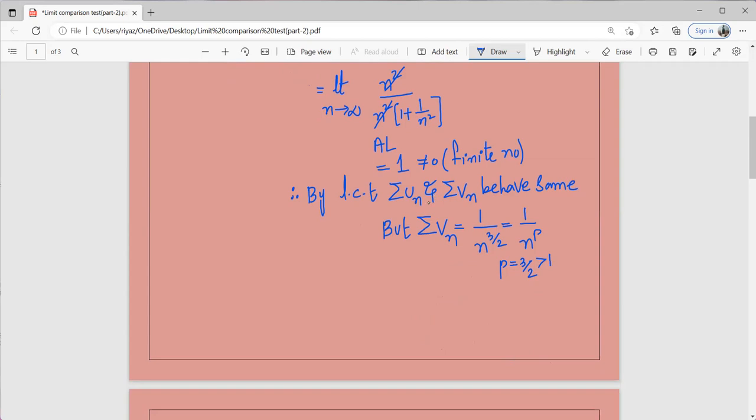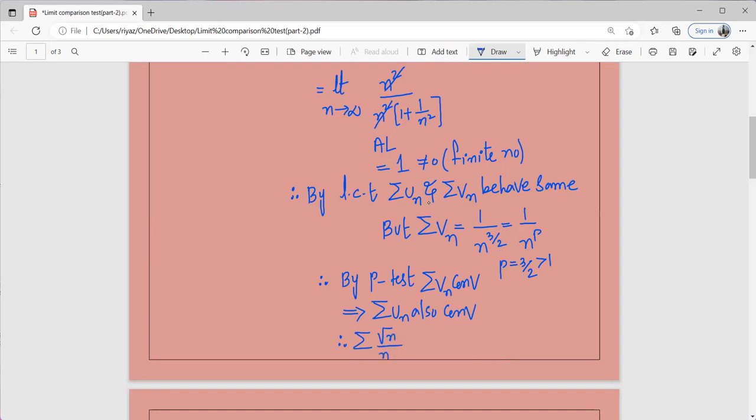What do you say? Therefore, by p test, summation Vn is convergent, which implies that summation Un is also convergent. So summation Un convergent means, therefore summation, what is that value? Root of n by n square plus 1.